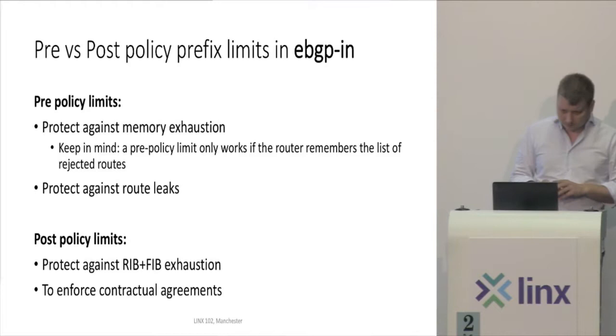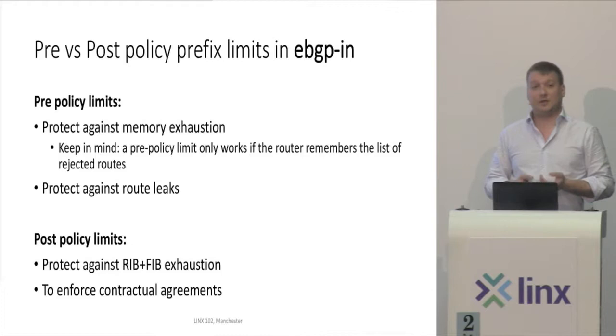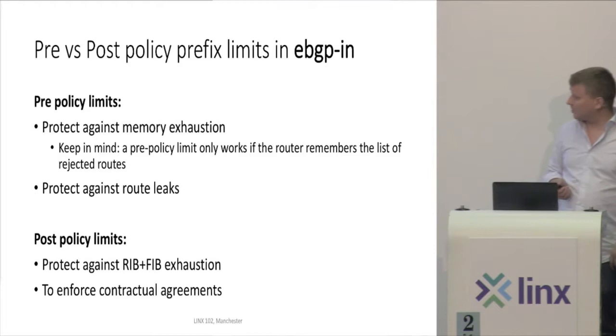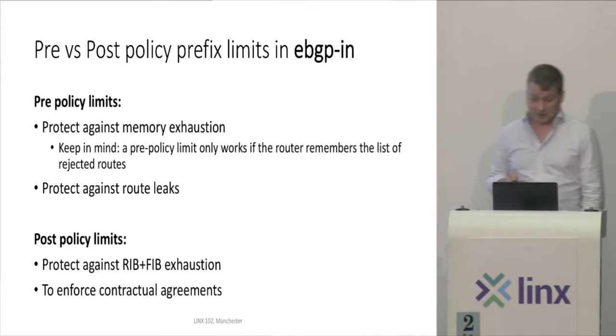And another scenario where post-policy limits sometimes are applied is in the context of layer 3 VPNs, where there's a contractual agreement that each spoke of a layer 3 VPN can only announce, say, 10 routes. But in the internet use case, pre-policy limits are most valuable because they protect against route leaks.